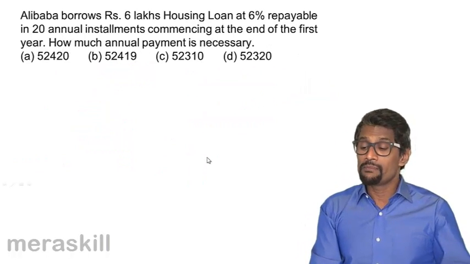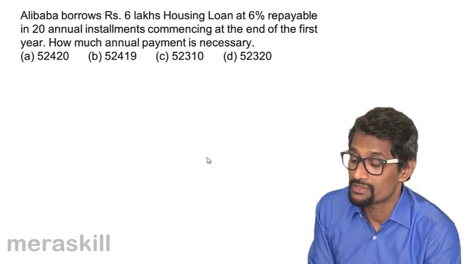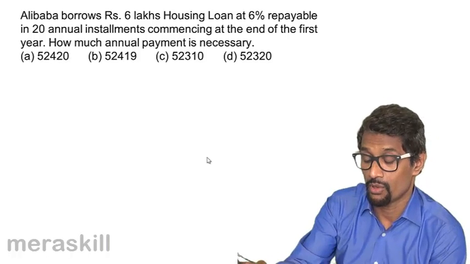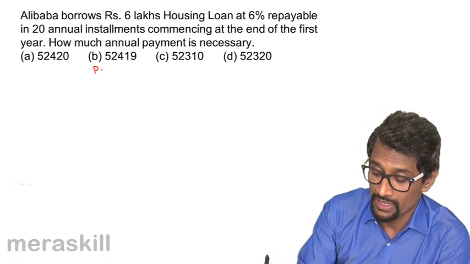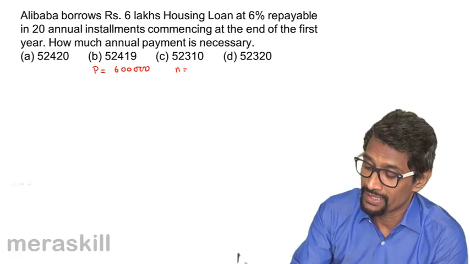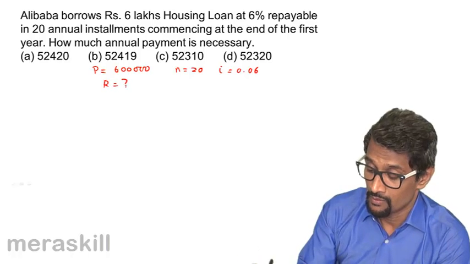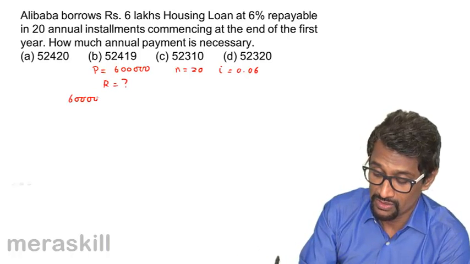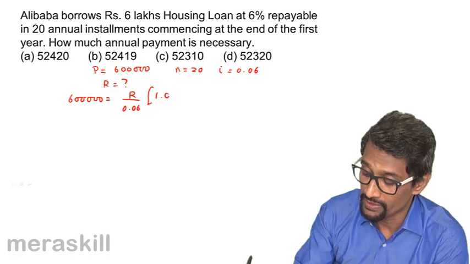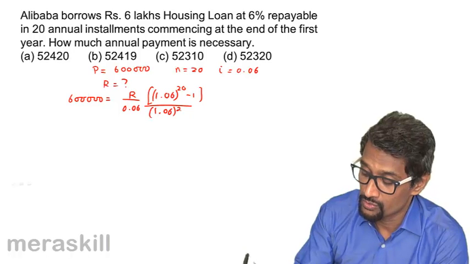Furthermore, Alibaba borrows rupees 6 lakhs housing loan at 6% repayable in 20 annual installments commencing at the end of the first year. How much annual payment is necessary? So obviously again present value, so it's going to be 600,000 present value, and N is 20, I is 0.06, and you need to find R. So it's going to be P, that is 600,000 is equal to R upon 0.06, 1.06 raised to 20 minus 1 upon 1.06 raised to 20.